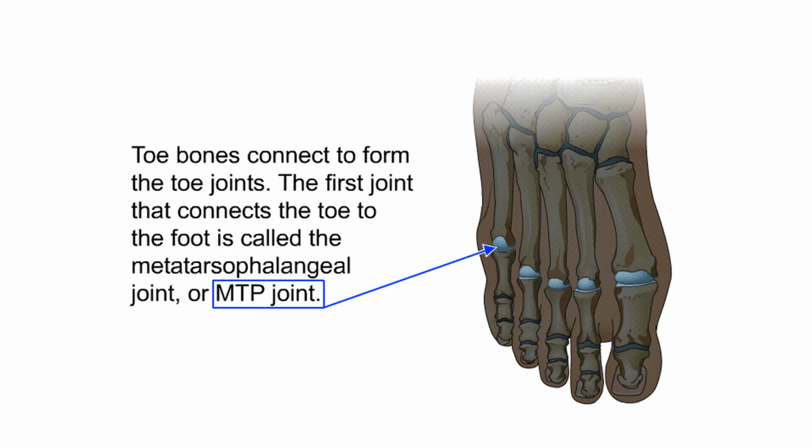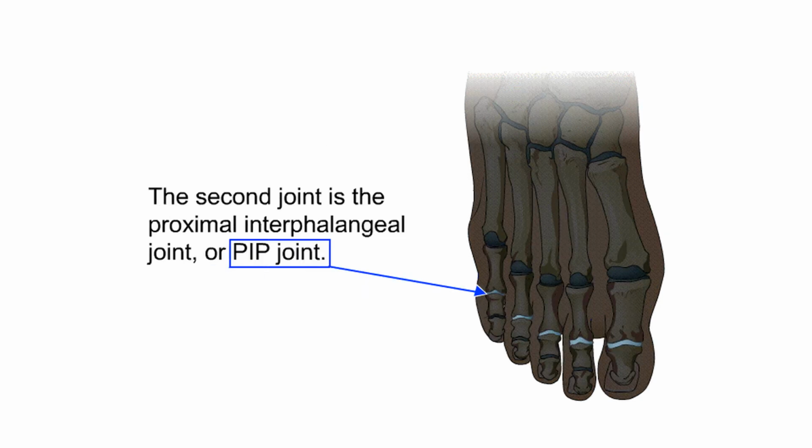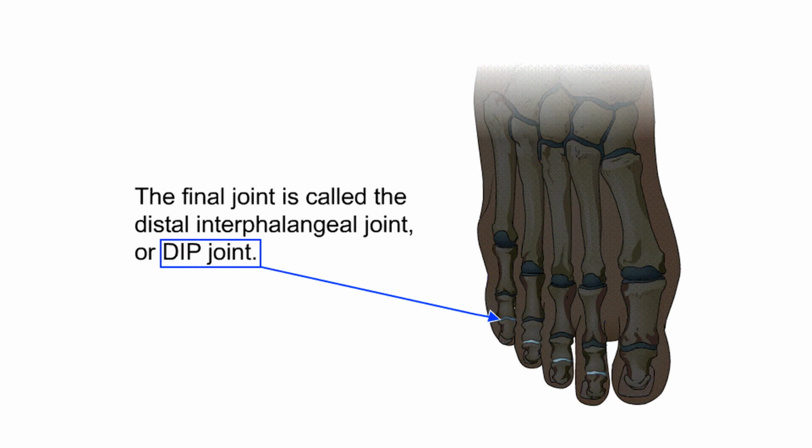Toe bones connect to form the toe joints. The first joint that connects the toe to the foot is called the metatarsophalangeal joint, or MTP joint. The second joint is the proximal interphalangeal joint, or PIP joint. The final joint is called the distal interphalangeal joint, or DIP joint.